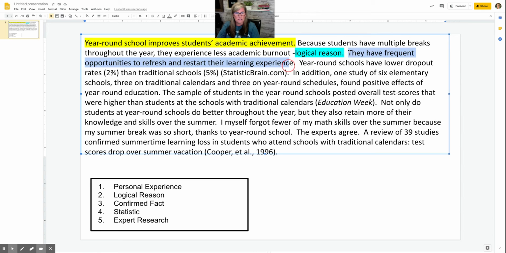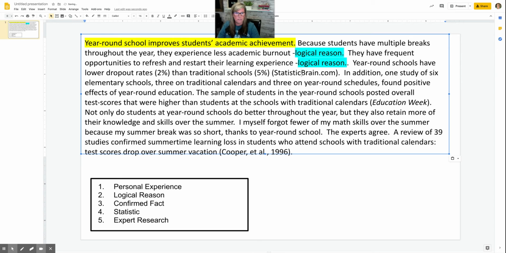So I'm going to go back to this sentence. They have frequent opportunities to refresh and restart their learning experience. So that again also sounds like a logical reason. Knowing the research that I've done on year-round schools, the articles I've read, I know the calendar and how they cycle, going to school for a couple months, maybe getting a 2-week break in October, and then again going for a little bit longer, getting an extended Christmas break. So because I've done my homework on year-round calendars, and I have some experience with that when I was a teacher at another school with a year-round calendar, I would say that's another logical reason. So I'm just going to label that here so I don't forget.